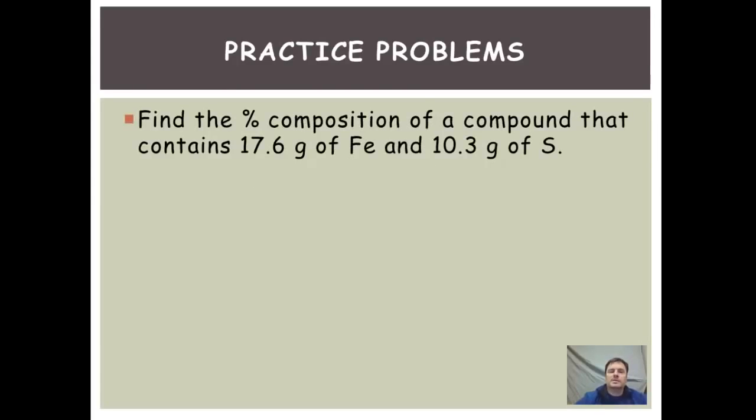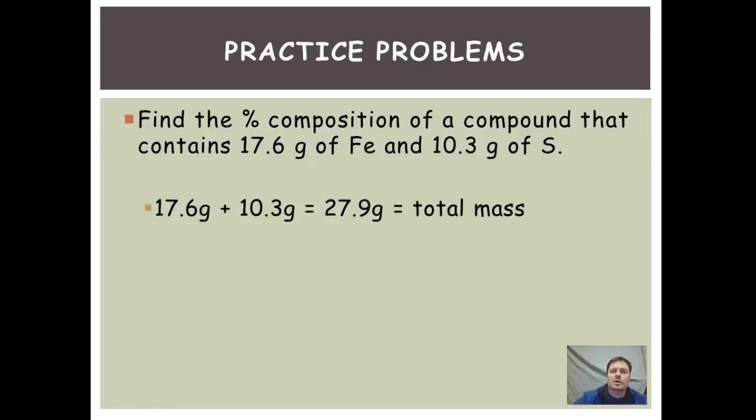Okay, how about this one? Find the percent composition of a compound that contains 17.6 grams iron and 10.3 grams sulfur. So what we want to know is the percent composition of iron and sulfur. Well, we don't know the chemical formula, but we do know how much the total compound weighs, right? Well, it's 17.6 grams of iron and 10.3 grams of sulfur. Excuse me.